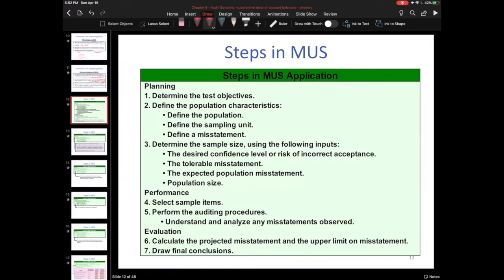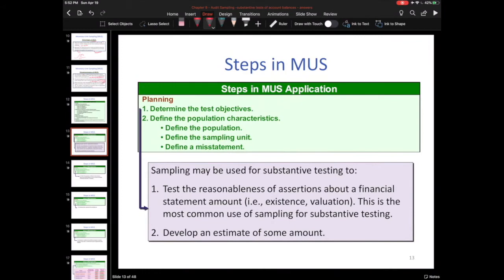So these are our steps in MUS sampling. And remember, these are laid out similarly to those attribute sampling steps in Chapter 8. First off, you have to determine the objective, which is that we're trying to test some kind of an assertion for a financial statement account.